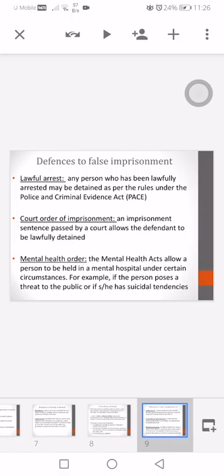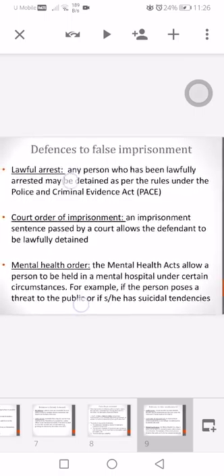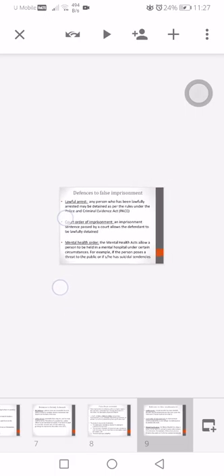Defenses to false imprisonment: lawful arrest, court order of imprisonment, and mental health order. First, lawful arrest: any person who has been lawfully arrested may be detained as per the rules under the Police and Criminal Evidence Act. Second, court order: the imprisonment sentence passed by court allows the defendant lawful detention. Third, mental health order: the Mental Health Act allows a person to be held in a mental hospital under certain circumstances. For example, if the person poses a threat to the public or if he has suicidal tendencies.